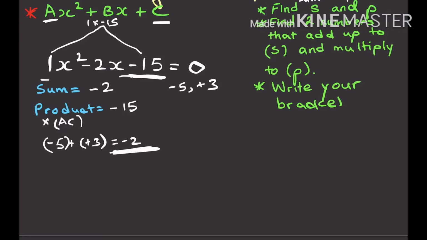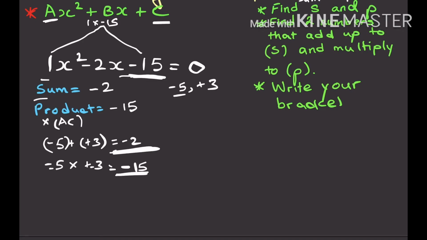So -5 plus 3 is -2. So they do add up to -2. -5 times +3: minus times plus is minus, and 5 times 3 is 15. So they do multiply to -15.